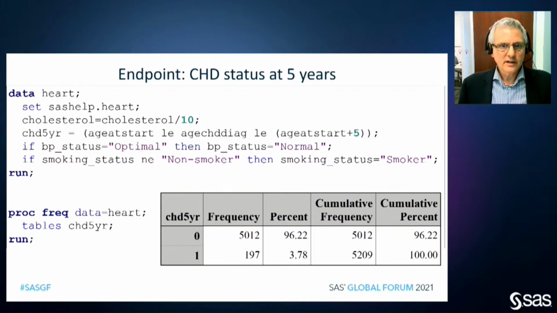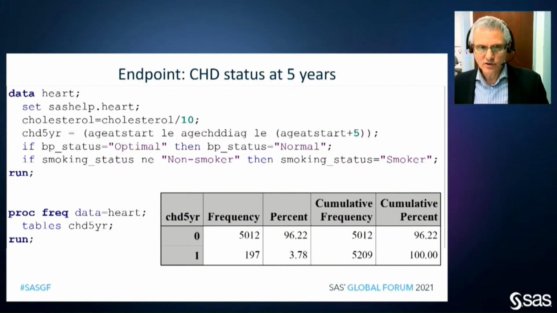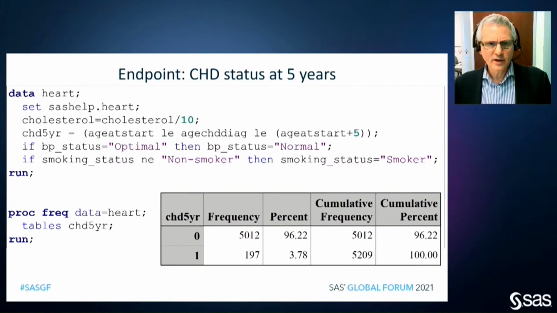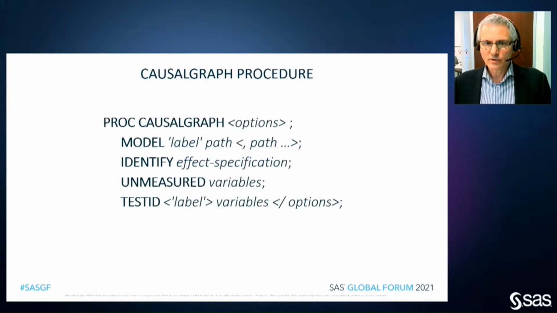Blood pressure status, I combined it so that it's binary, optimal or normal. And then smoking status, I collapsed the levels so it's also binary, a non-smoker and a smoker. A quick PROC FREQ on our heart disease status shows that we have just about 200 individuals with heart disease in our new data set.